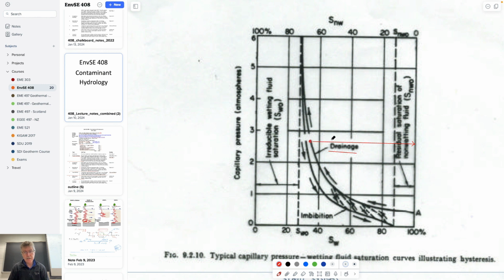If you're at this point here, this will be the saturation of the non-wetting phase. So in this case, it looks like it's 35% or 0.35 saturated with air or oil. And it's, sorry, the opposite of that. It's from this to here, so it's 65%.